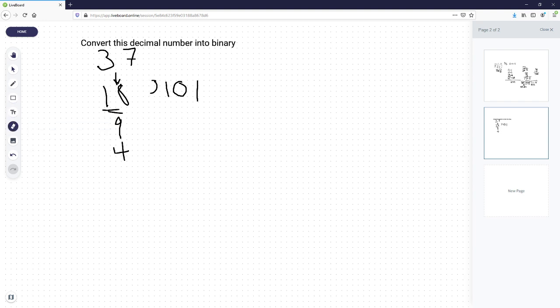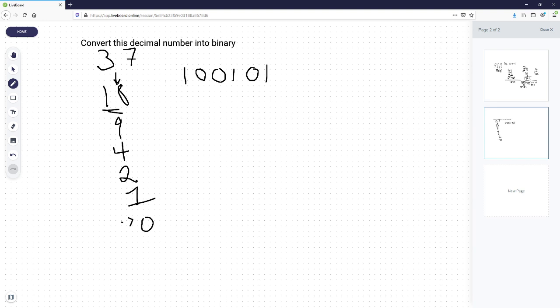I think I'm going to have to move this answer. I'm going to shift it over a little bit. And so when we divide again, we get 2, which is also even, so we get a 0. And then finally, we divide by 2 and get a 1, so we get a 1. Then we divide by 2 again, and 1 divided by 2 is 0, so we can stop.